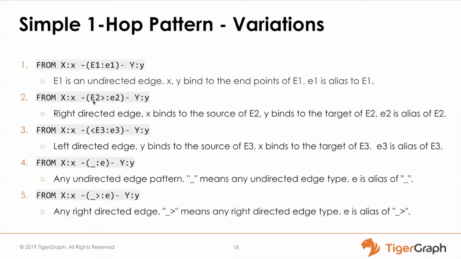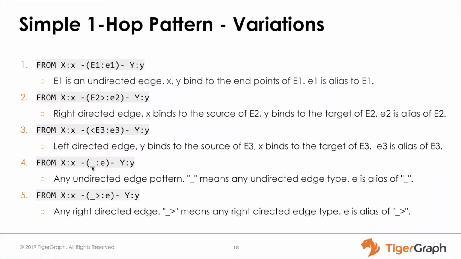So this E2 is a right directed edge. It means the source of E2 is bound to X, and the target of E2 is bound to Y. So I can always say the pattern is of E2, the source is X and the target is Y. And similarly, I bind Y to the source of E3 and X to the target of E3.